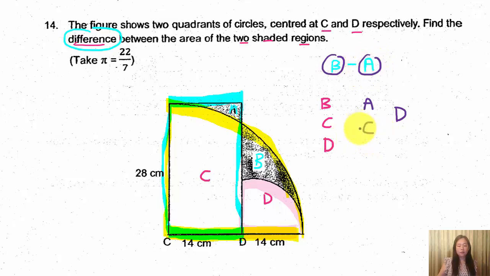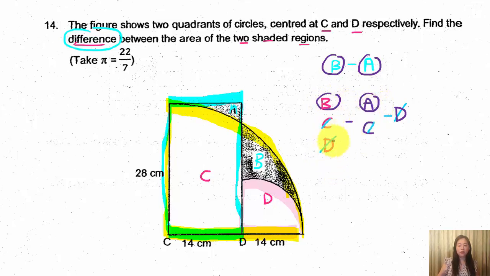So since we want B and A, and we wanted it to be a difference, do you realize that if we use BCD minus AC, we would have gotten rid of C? And if we use BCD minus AC and also minus D, we would have gotten the D as well. So we got back what we wanted, which is B minus A.